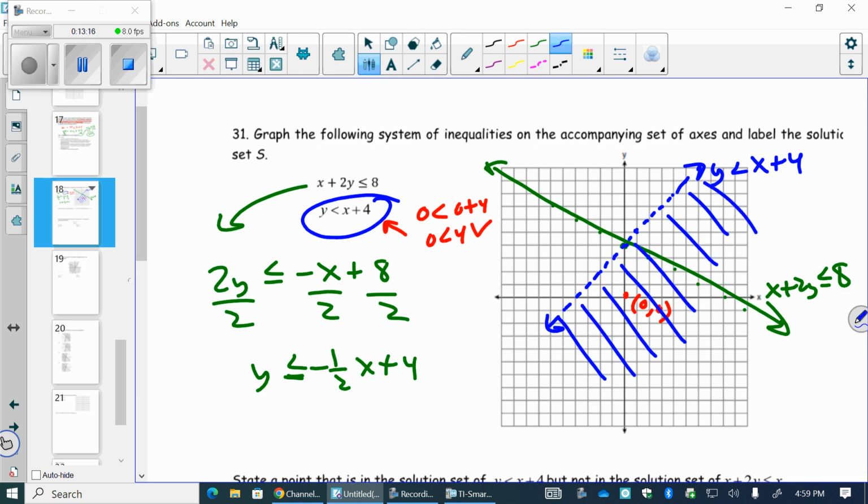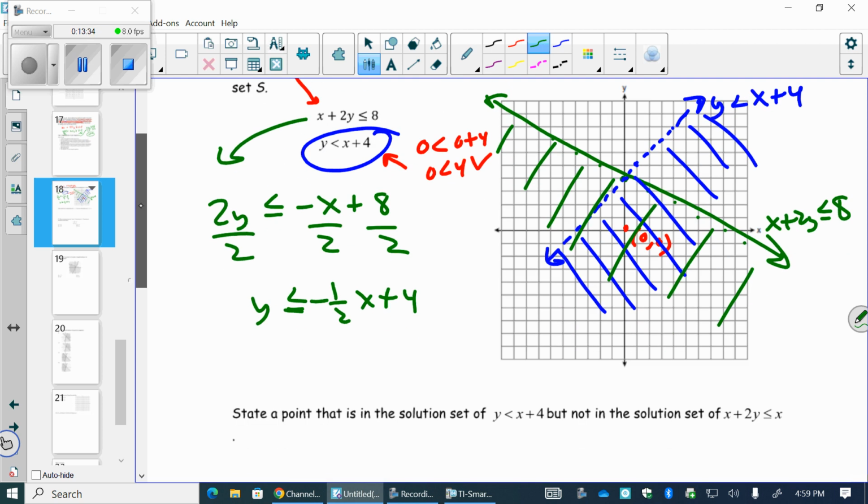If I plug 0, 0 in the first equation, then I would get 0 plus 2 times 0 is less than or equal to 8. 0 is less than or equal to 8. That's also true. I will shade below the green line.